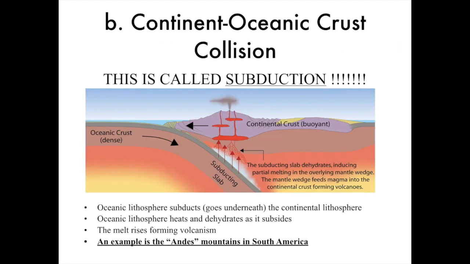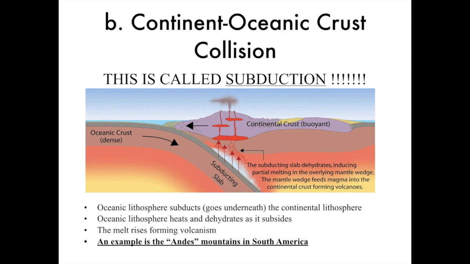Now, continent to oceanic crust collision, it's very clear that there's subduction happening. Basically, when the subducted oceanic plate goes under the continental crust, it starts to melt. That magma is less dense, then it rises and it pushes through into the mountains, and that actually creates volcanoes. So subduction means going under.